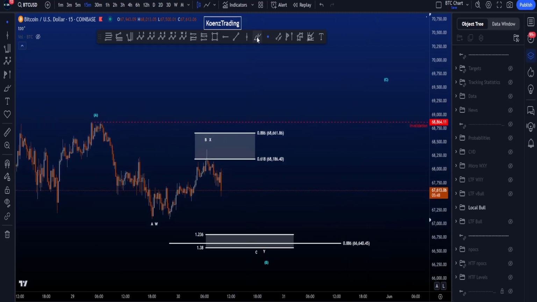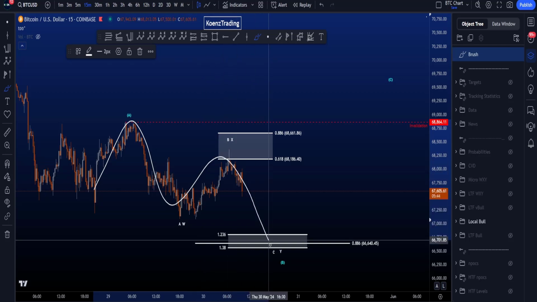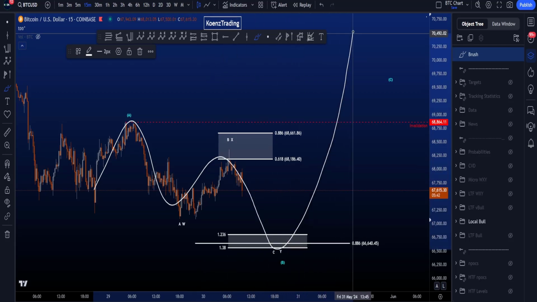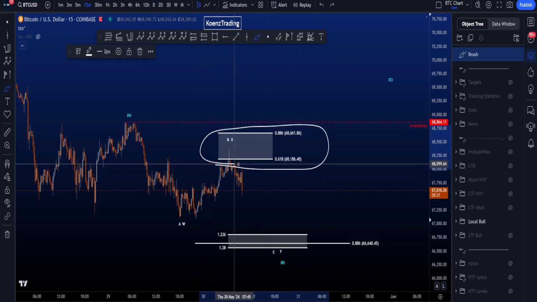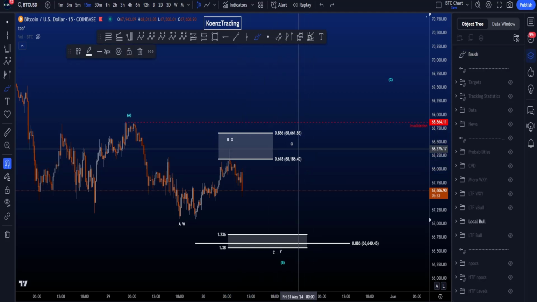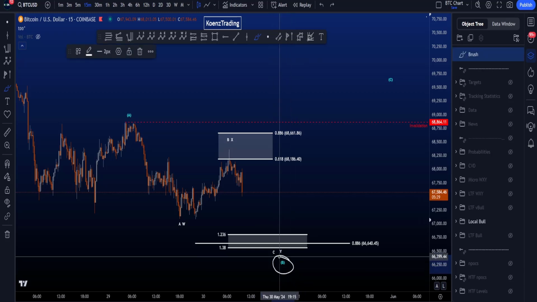Here we have a wave A that is finished in blue, looking for a bigger 3-wave structure to the downside in B, and then a wave C towards the upside impulsively. The common target area for your wave B or your wave X is between the 0.618 and 0.886, 68.1k to 68.6k, and we're then looking for a wave B to the downside.